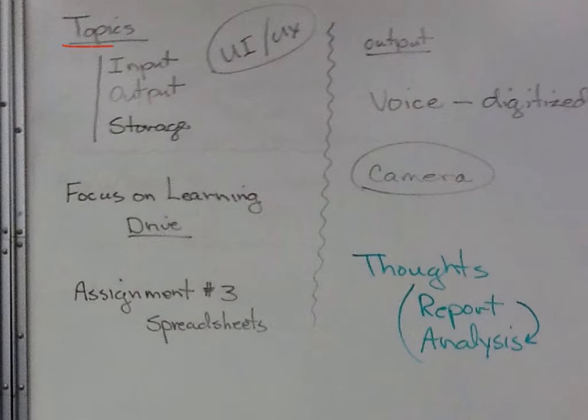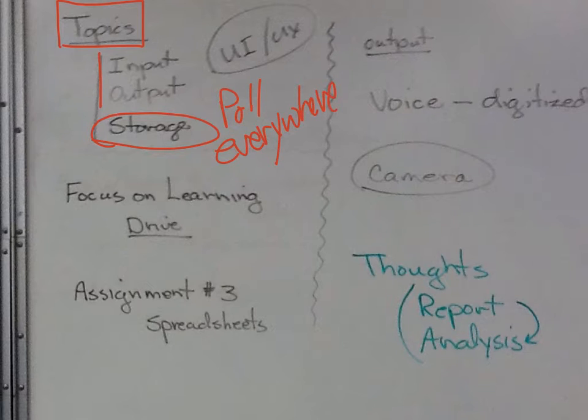So then today, here's what we did. First of all, we had our topics, and the first topic I already talked about, that was storage. And then we did some questions on input and output, and we used Poll Everywhere. And we'll look at those results, but we talked a little bit about them in terms of important things for input, important things for output.